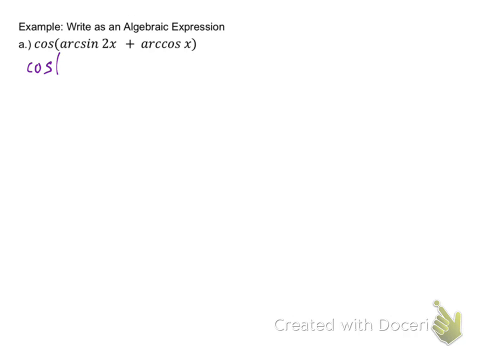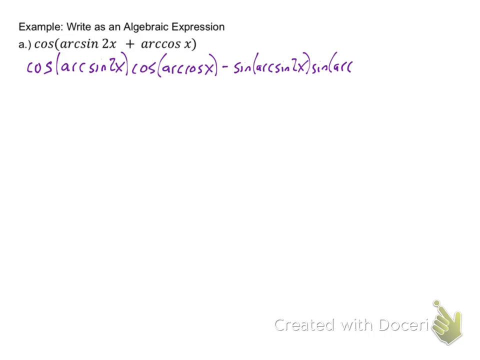Cosine of an angle plus an angle can be split to cosine of the first angle, which is arcsine 2x, cosine of arccosine of x. Does cosine keep the sign or change the sign? Change. Minus sine of arcsine 2x, sine of arccosine x.